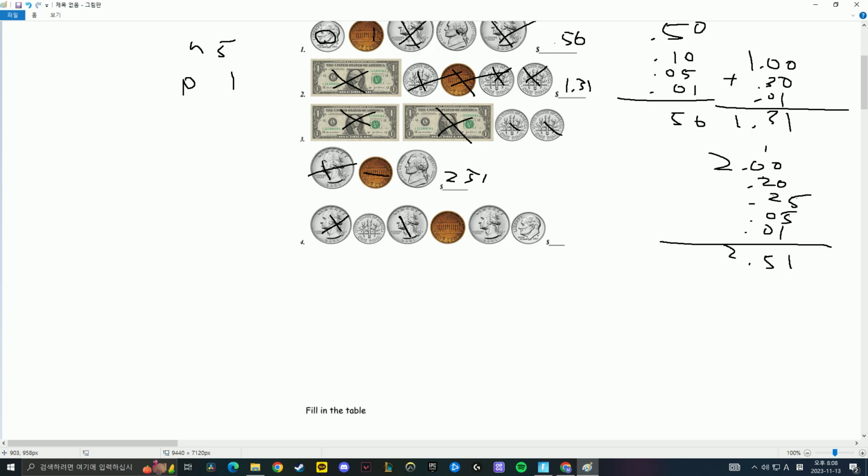This is a quarter. That is 75. Dime, and that is also dime. So 2 dimes, that'd be 0.20. And this is a penny, which is 1 cent. So that would equal to 96 cents.